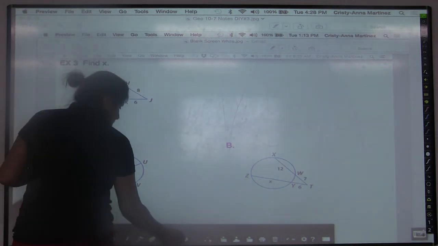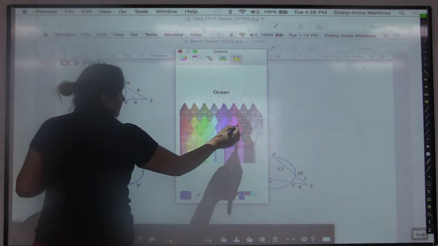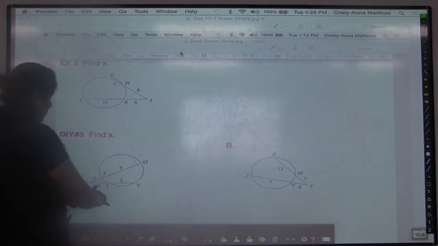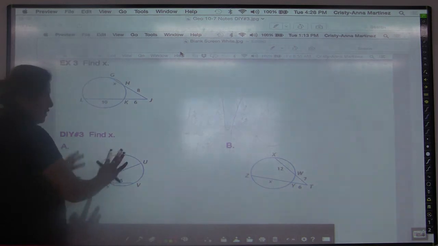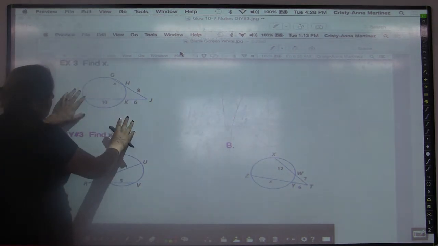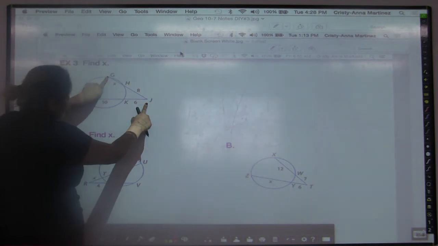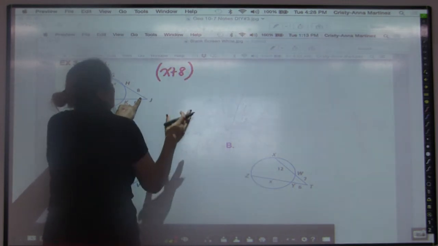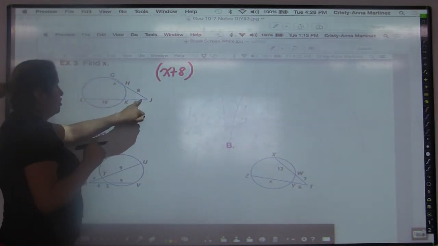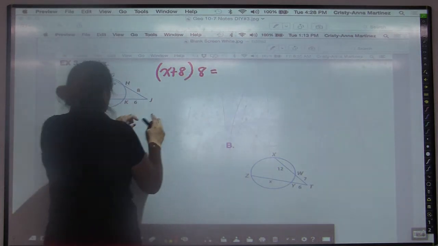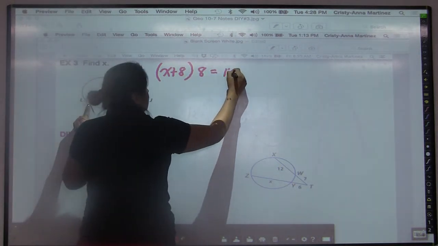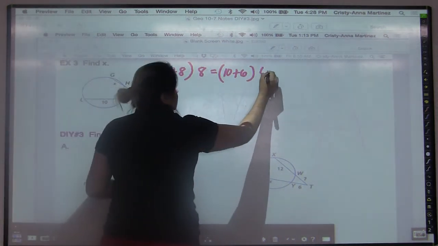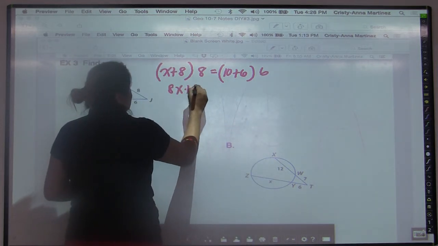So remember what we said earlier, you want to take the entire secant segment. So in this case, I'm sorry, I'm already doing the do-it-yourself. We want to go to the example. It would be the entire secant segment, which is x plus 8, and then times it by only the external portion, so times the 8. And then we're going to take 10 plus 6, and again multiply that by only the external portion, which is 6. So over here we're going to get 8x plus 64.